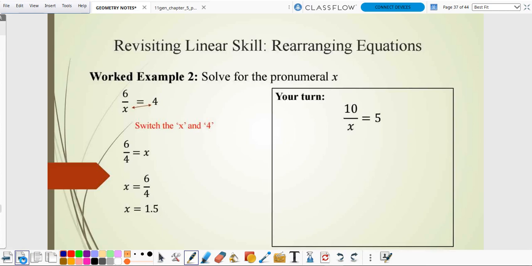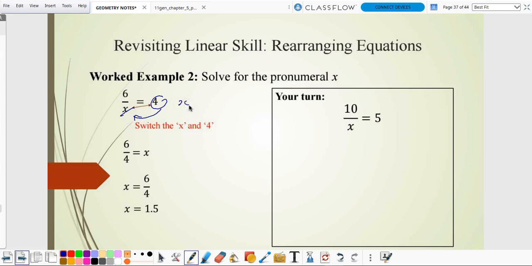Okay, if it's 6 over x equals 4, to solve this, all you need to do is swap the unknown with the number on the other side. You'll come across it a few times. So swap the letter, the unknown, with the number on the other side. So here you've got 6 divided by x equals 4. This is a divided by, but all you have to do is swap it with the 4. So that takes its spot, and x is now here.